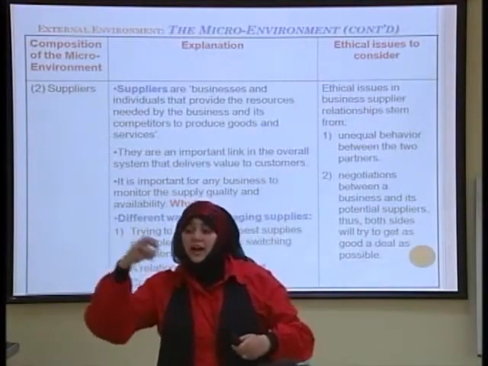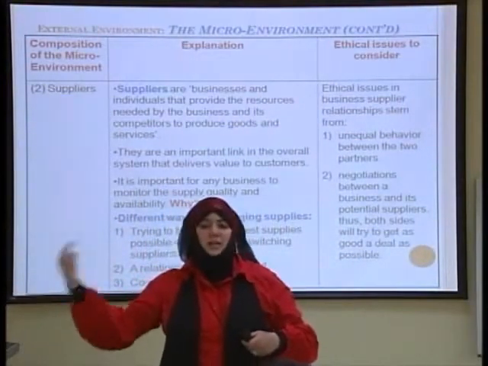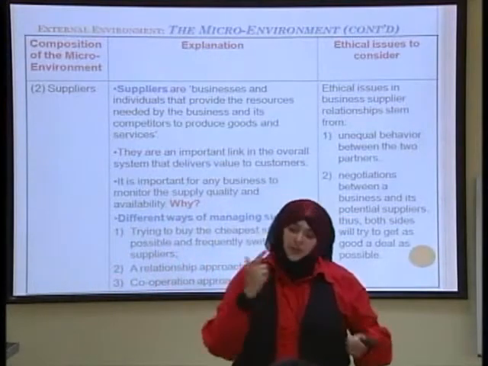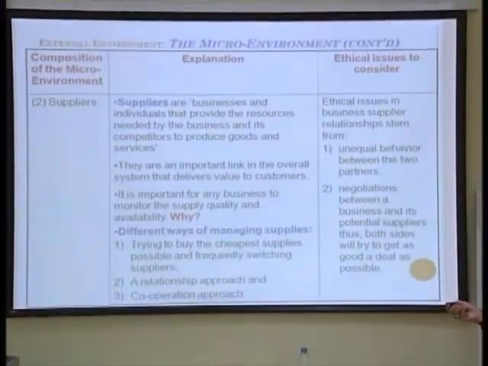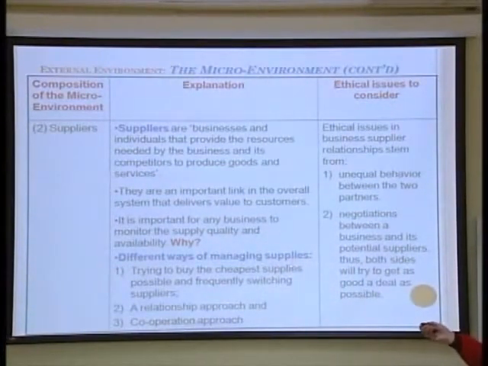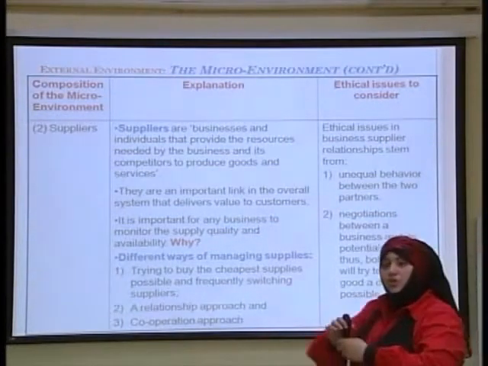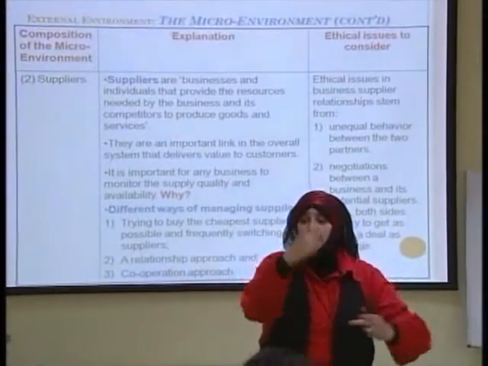Availability, if we do not have the supplies available on time, we'll not be able to deliver the order on time, which means again penalty and dissatisfied customers. Okay? So we need to monitor the supply quality and availability. Okay, and we have different approaches adopted by different businesses concerning suppliers. In managing supplies, we have some businesses trying to buy the cheapest supplies possible and frequently switching suppliers. So they try to purchase the cheapest resources available, and usually they switch from one supplier to another.